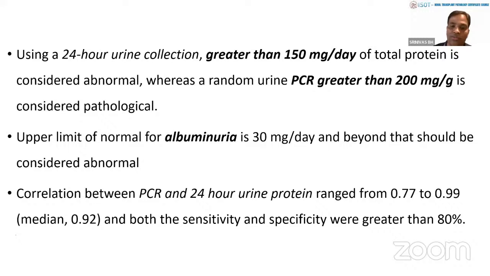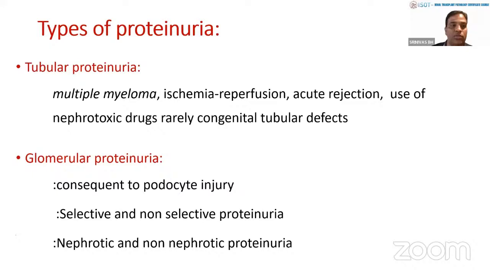So we can use any of these two protein measurement methods. Okay, so these are all the types of how to measure proteinuria and what the different types of proteinuria are. Again, there are tubular proteinuria and glomerular proteinuria. With tubular proteinuria, usually the quantity of the proteinuria is a little bit less.